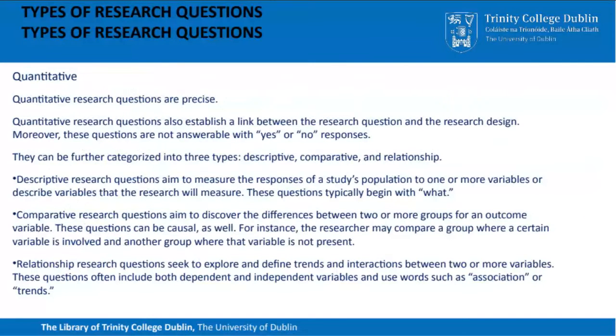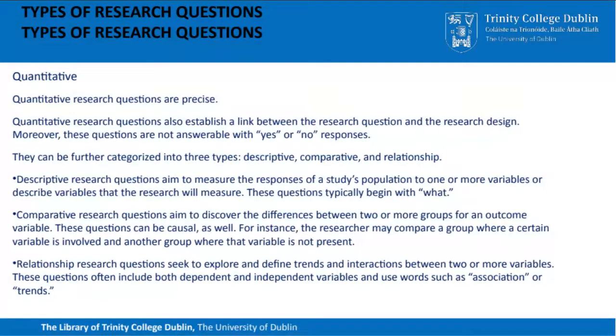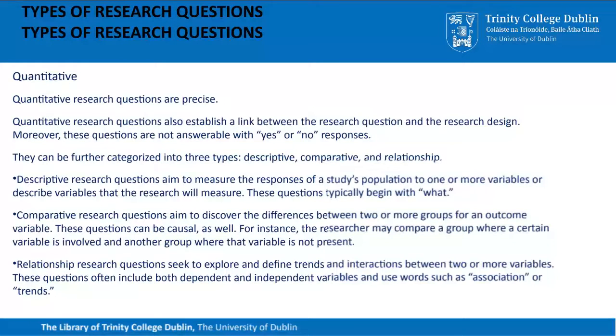We will now look at the types of research questions you may look to use. Firstly, we have quantitative research. Quantitative questions tend to be precise, linked to the research design, and aren't answerable to yes or no responses. Usually there are three forms of quantitative research questions: descriptive, comparative, and relationship. A descriptive question can usually start with what, and will look at responses from a particular study against a set of variables of the question's choosing. An example of a descriptive question would be: what is the average student loan debt accrued by Trinity students?